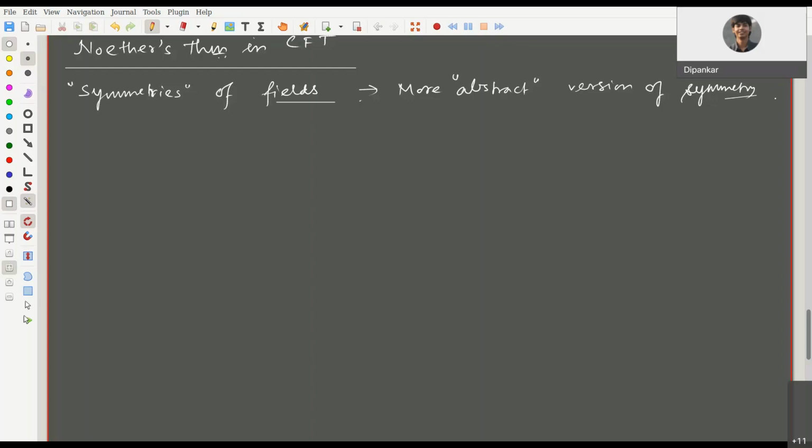Again, suppose you have a Lagrangian that does not explicitly depend on the space-time coordinates. In other words, you have a Lagrangian that depends on the fields and the field derivatives, and nothing else.